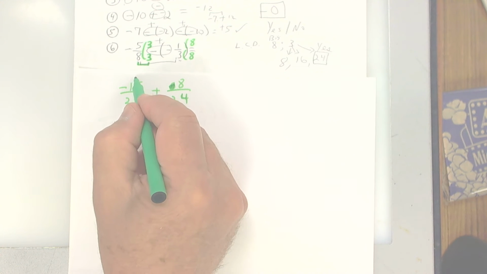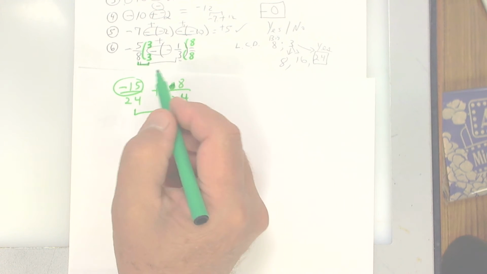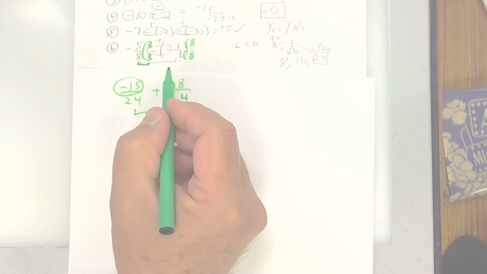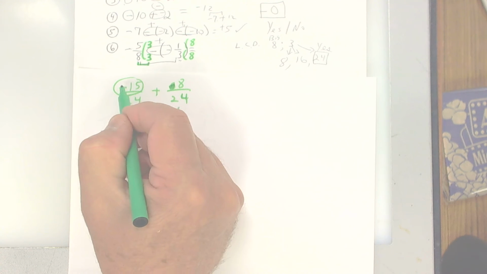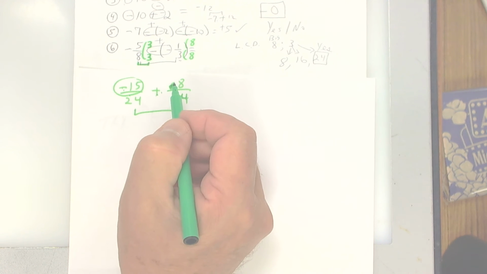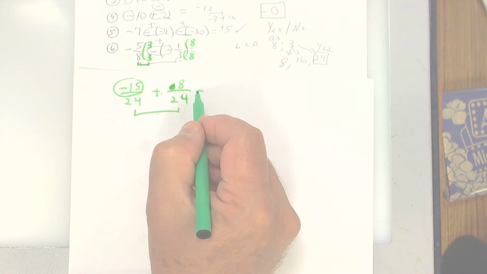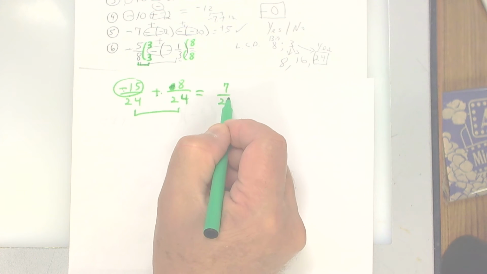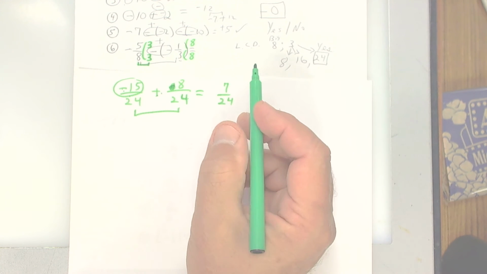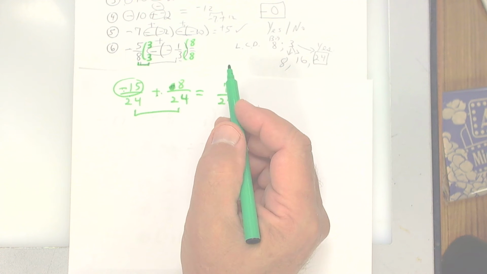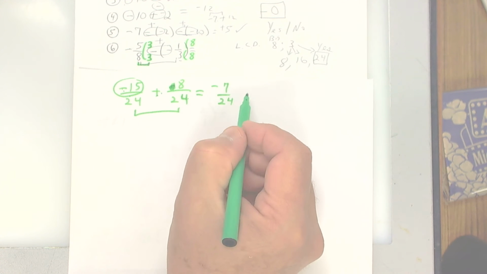Okay, so here I have more minuses. So the signs are different. Okay, opposite signs. That's rule number 2. So I subtract and I get 7 over 24. You don't subtract the bottom numbers, only the top numbers. But I have more minuses, so that's going to be a negative.